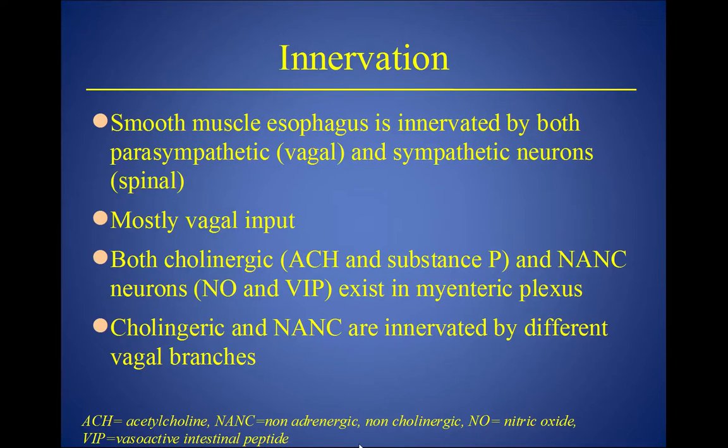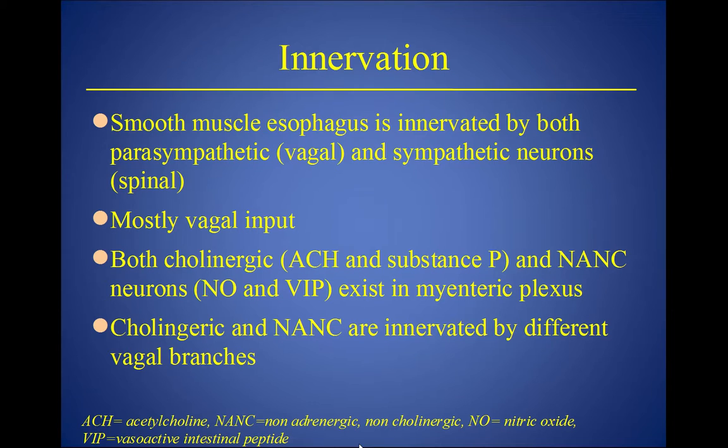Regarding the innervation, the smooth muscle esophagus, which is most of the esophagus, is innervated by both the parasympathetic and sympathetic nervous systems. It's mostly parasympathetic and vagal input. And there are both cholinergic neurons, which use acetylcholine and substance P, and non-adrenergic, non-cholinergic neurons.